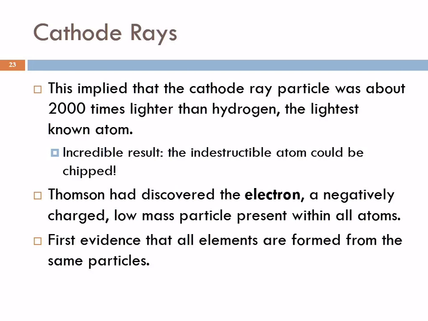That's why the nature of that cathode ray did not depend on the material of the cathode. Because no matter what you made the cathode out of, it's got atoms in it, and every single atom has at least one electron in it. This was the first evidence that elements, the atoms, are formed from the same particles. Now we understand that all atoms are formed from the same basic particles. It's just how they're arranged and how many there are that make them different.